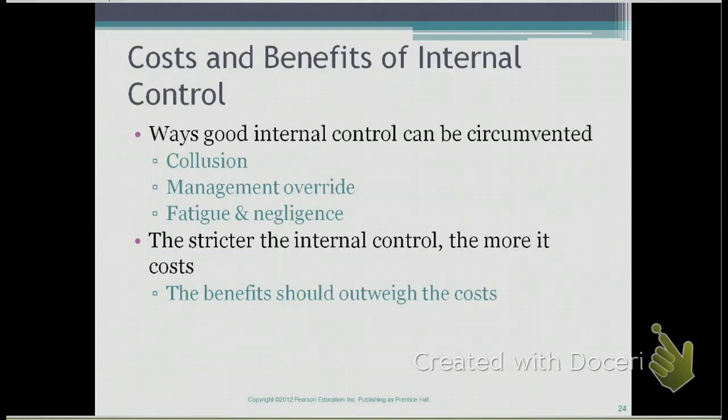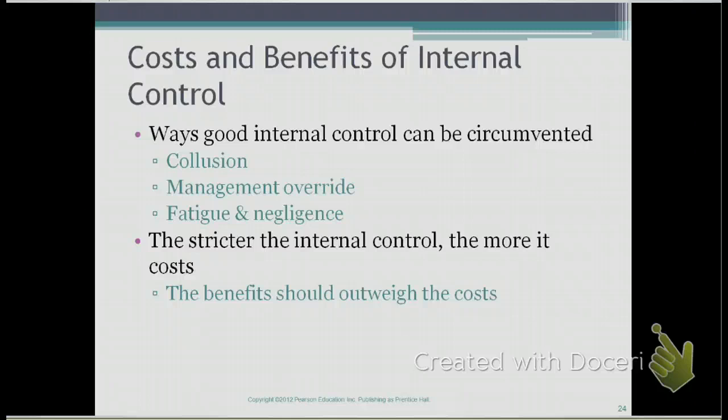Now, a company could have the most perfect internal control system. However, there are ways that a good internal control system can be circumvented. The word circumvented means bypassed. These 3 things are the means by which a good internal control system can be circumvented. The first thing is collusion. Collusion is a term we use when 2 or more employees get together to commit fraud.